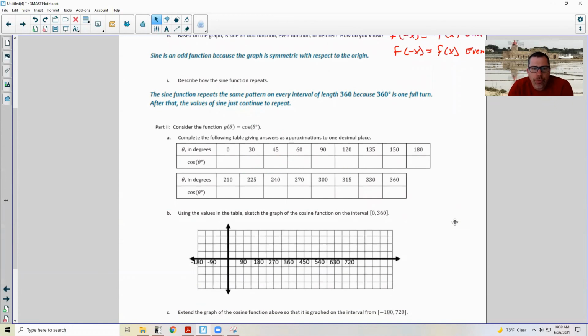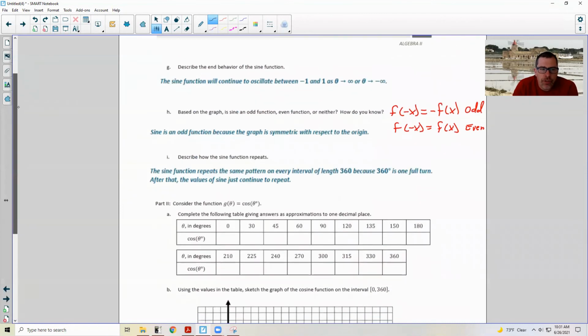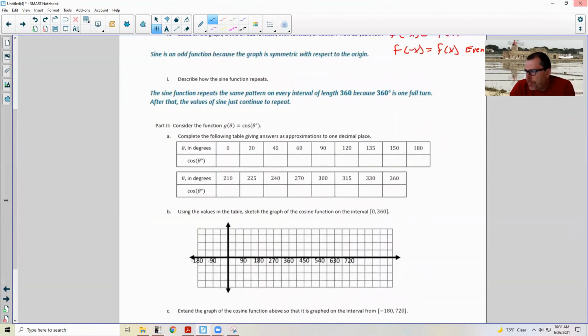So now we're going to do part 2, which is going to consider g of theta equaling cosine of theta degrees. So we're going to complete the following table and graph. And so it is very similar to the sine function. We're going to get the same values, just in different degree measures. So the cosine of 0 is over 1, up 0. Cosine, remember, if I had that unit circle, let me bring that in again.